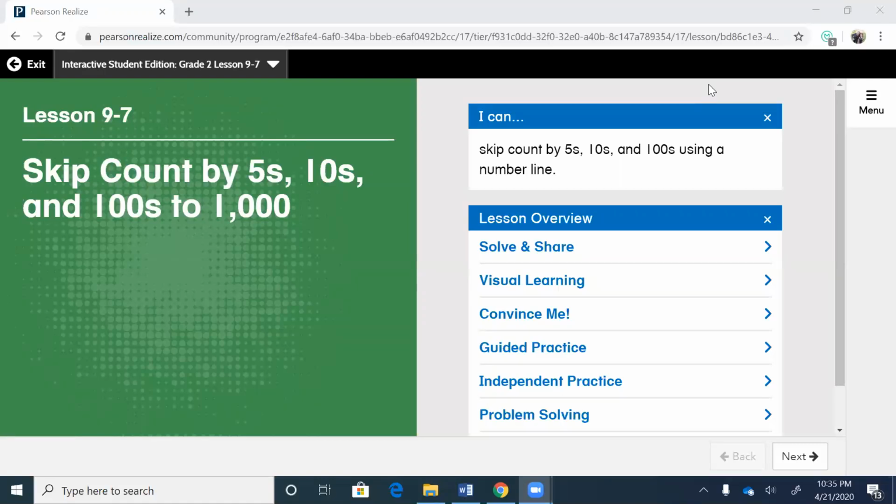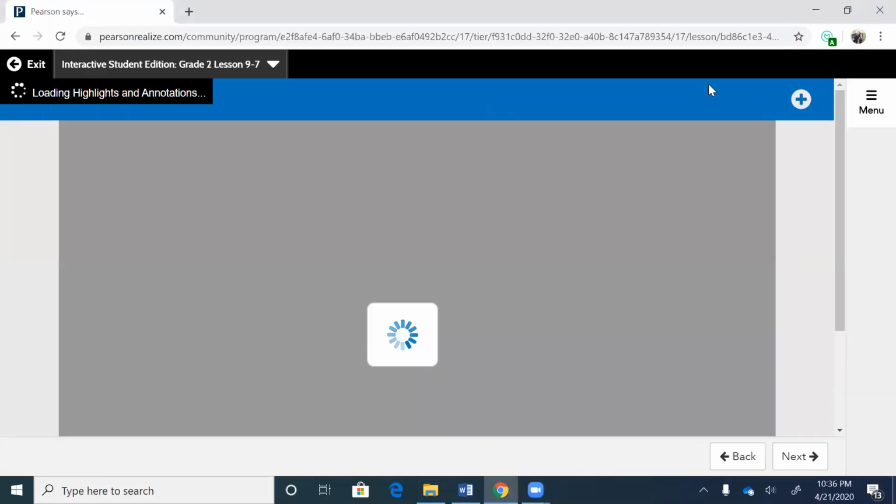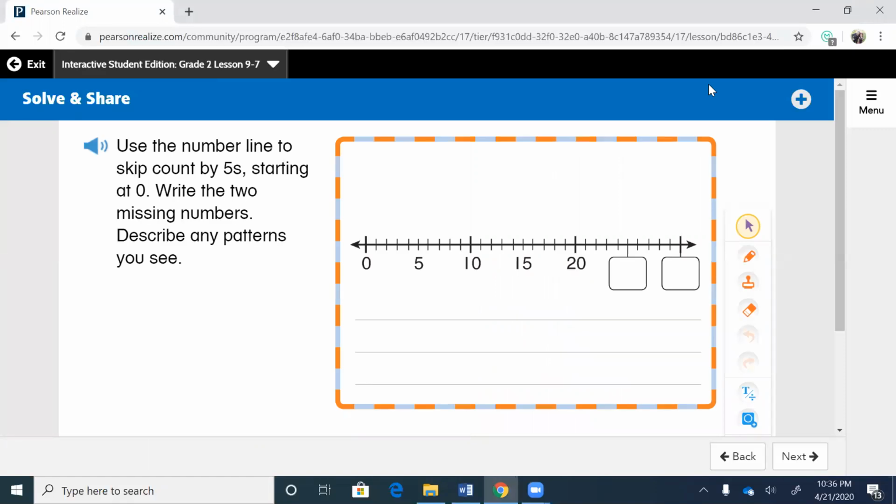All right, lesson 9-7, skip count by 5s, 10s, and 100s to 1,000. I can skip count by 5s, 10s, and 100s using a number line. Let's get started. Use the number line to skip count by 5s starting at 0. Write the missing numbers. They want us to describe the pattern, so we do have to write it. All right, so let's figure out the pattern. Oh, I'm sorry, we know the pattern. They said it is by 5s.